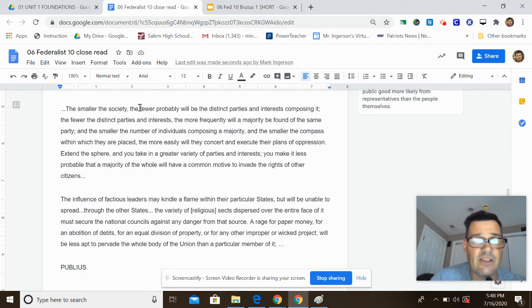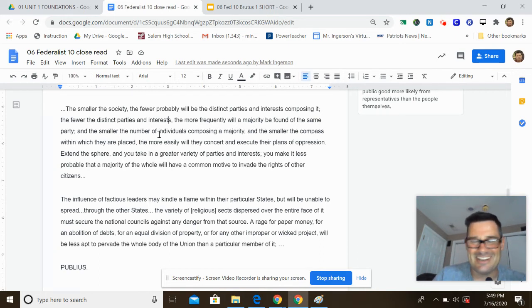"The smaller the society, the fewer probably will be the distinct parties and interests composed again." So small society, few factions, right? "The fewer the distinct parties and interests, the more frequently will the majority be found of the same party." So in a small group, like your own city, or maybe even a state, it's more likely that most people believe the same things. California has one set of beliefs, but Idaho is a little different. You're much more likely to find a smaller community having similar interests. "And the smaller the number of individuals composing the majority, and the smaller the compass within which they are placed, the more easily they will concert and execute their plans of oppression."